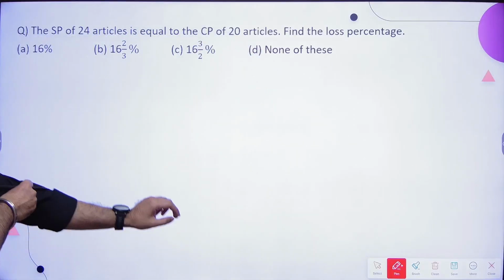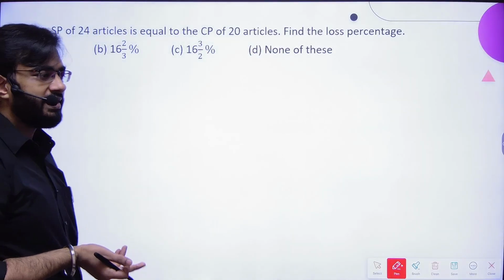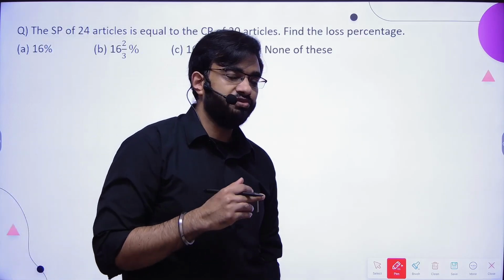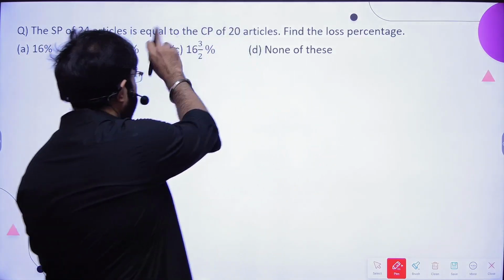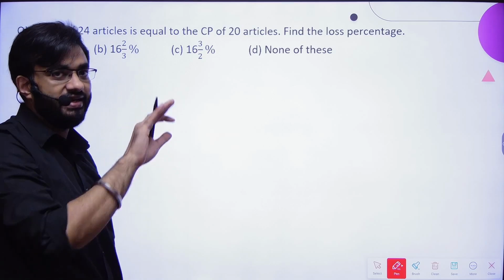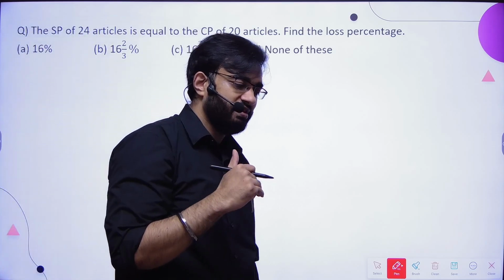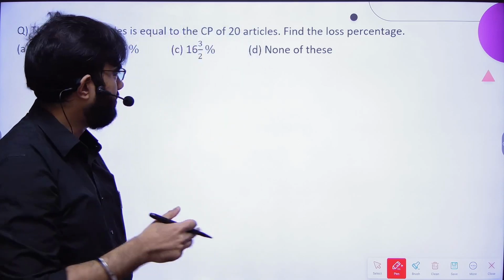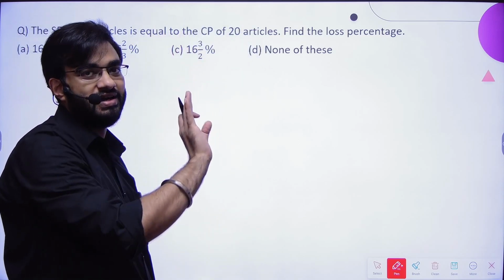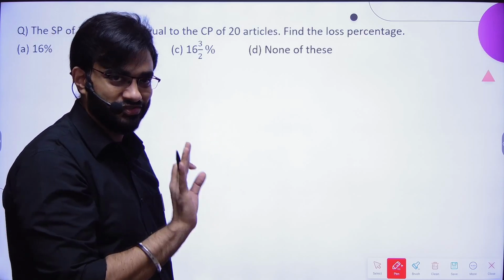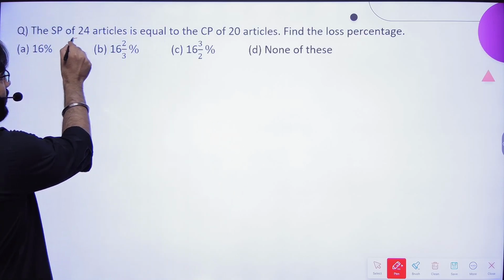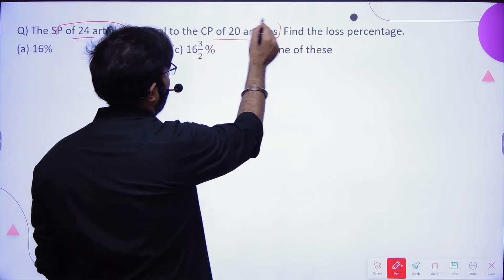Okay. So some shortcuts. Sometimes when you are solving a maths question, a particular option in the choices is improbable. So if there is a paucity or scarcity of time, you can directly tick the answer. Okay, that is surely to be correct. So SP of 24 articles equal to CP of 24 articles.